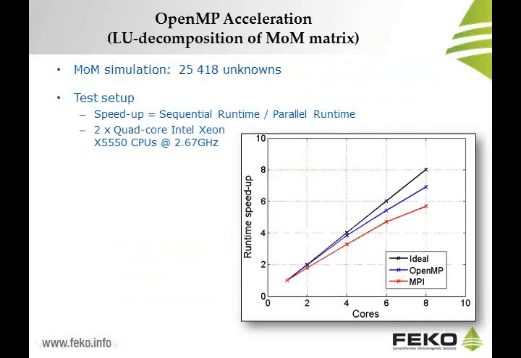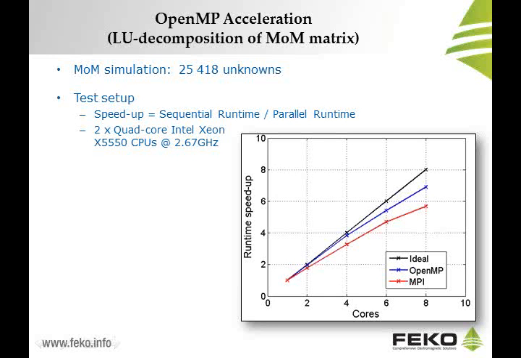Let's look at an example, an ideal, small, academic example. We solve a method of moments problem with about 25,000 unknowns on a system with 2 quad-core CPUs. We look at the speed up, which is the factor by which a parallel run runs faster as compared to a sequential run.